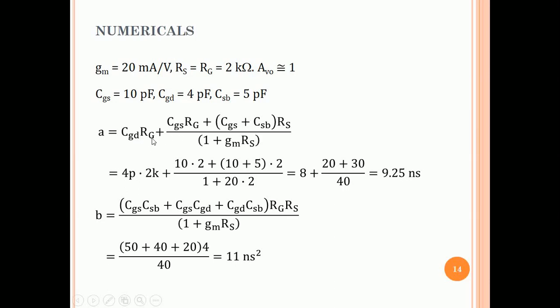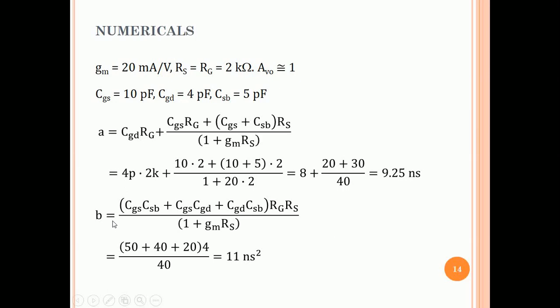You can see that CGD is always small in any MOSFET in saturation compared to CGS and CSB and all that, and therefore A is going to be a small number, and so the dominant pole of the common drain or the source follower is at a high frequency, because the time constant is small, right? That's the characteristic of the source follower.